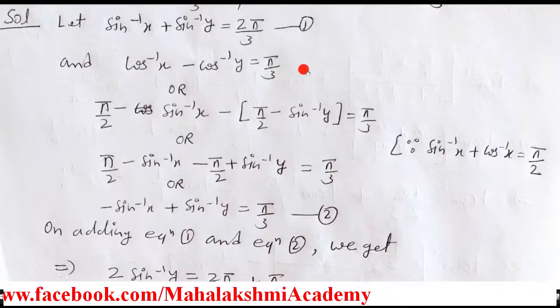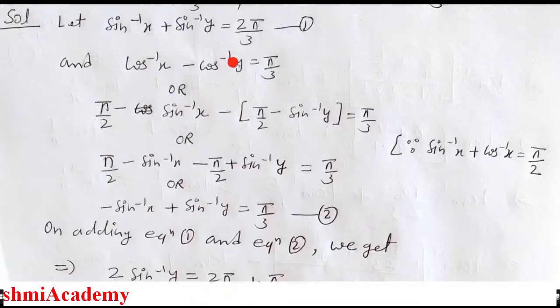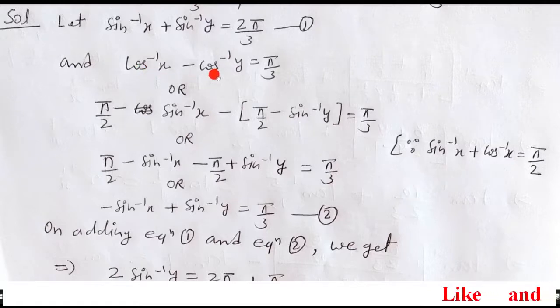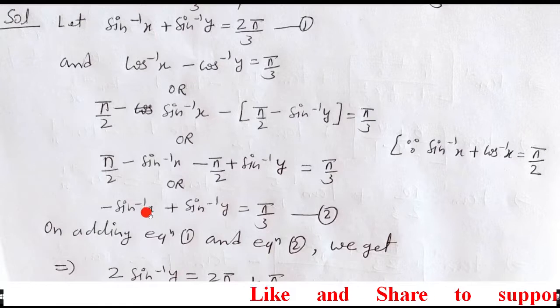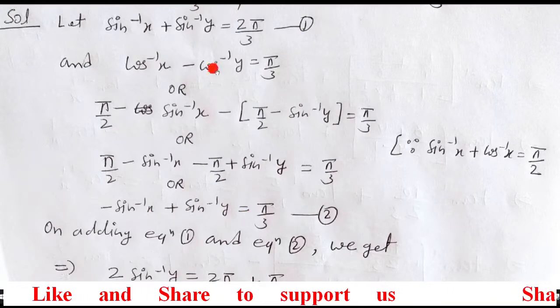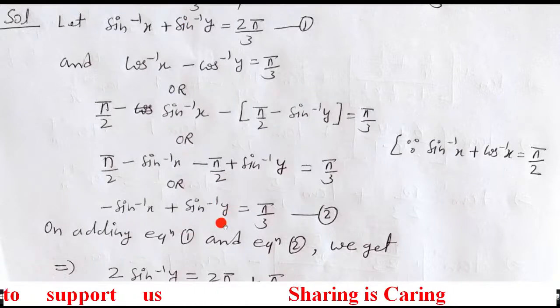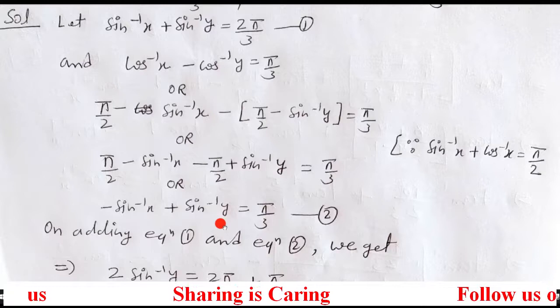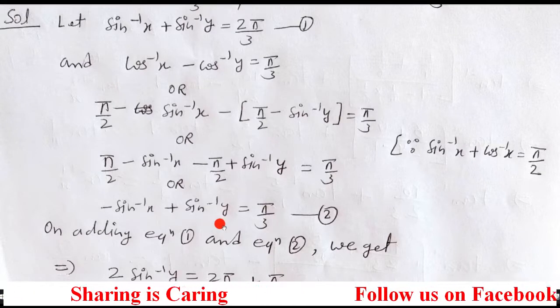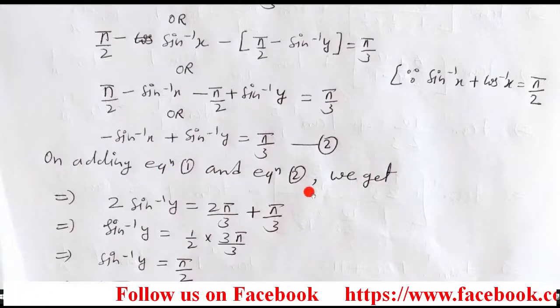Means in the question, two equations are available to us. The first equation we kept as it is, and the second equation, which was initially in the form of cos inverse x and cos inverse y, we successfully converted to sin inverse x and sin inverse y. Now just see these two equations, both have the same terms. Once we'll add them and a second time we'll subtract them, that will give us the values of x and y one by one. So first I added equation 1 and equation 2.